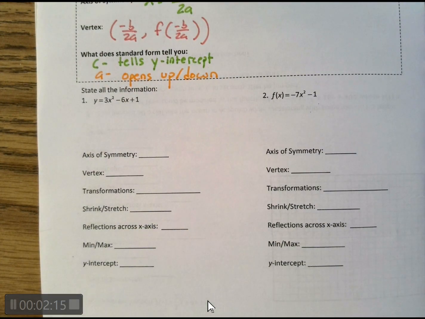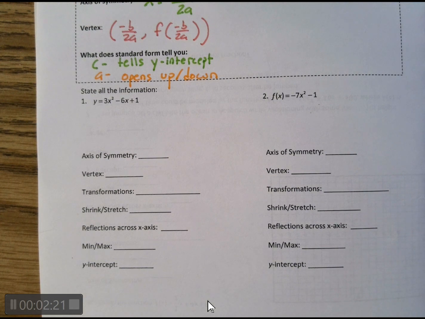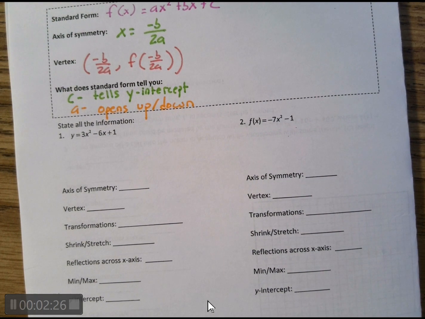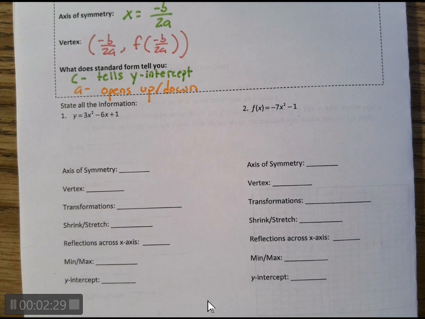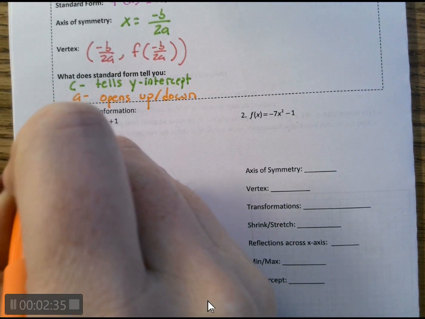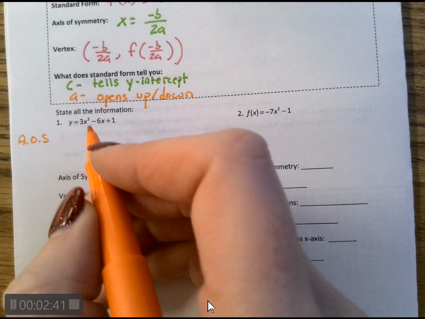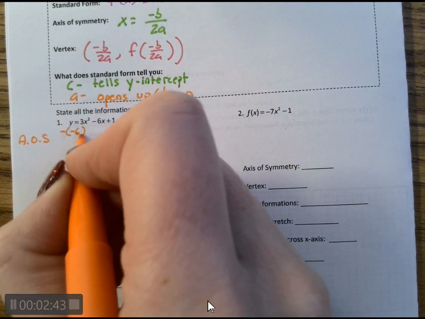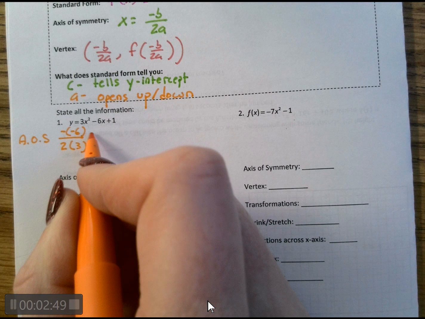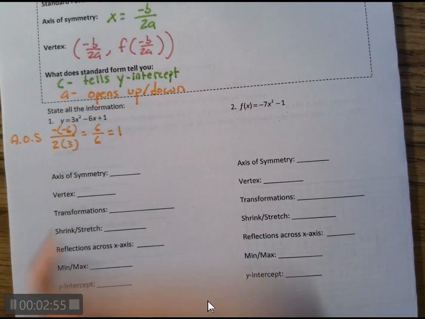We have y equals 3x squared minus 6x plus 1. And the first thing we have to do is find our axis of symmetry. So to find our axis of symmetry, it's going to be negative b over 2 times a. So for negative b over 2 times a, I'm going to put AOS right there, and then we have negative b. Well, our b value is negative 6, so we have a negative 6 over 2 times our a, which is 3, which would be 6 over 6. So our axis of symmetry is 1.